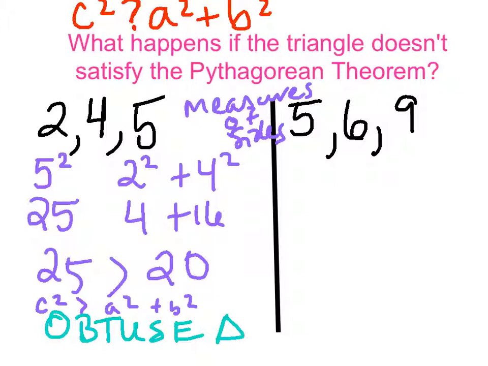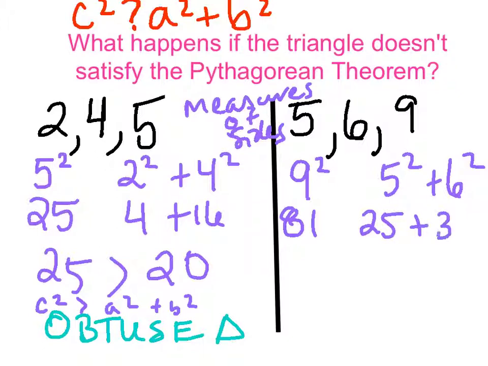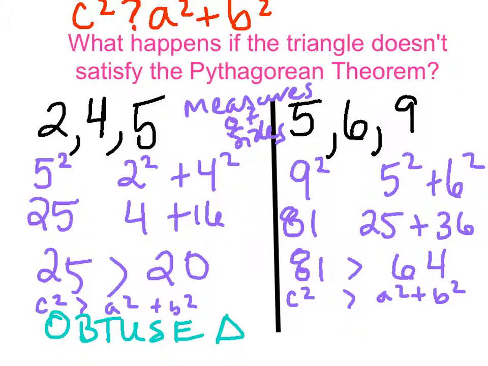Let's look at the other example. We have 9 squared, the square of the largest side, compared to the sum of the squares of the 2 smaller sides. 81 compared to 25 plus 36. 81 compared to 61. Again, we have that c squared is greater than a squared plus b squared. And so again, we have an obtuse triangle.